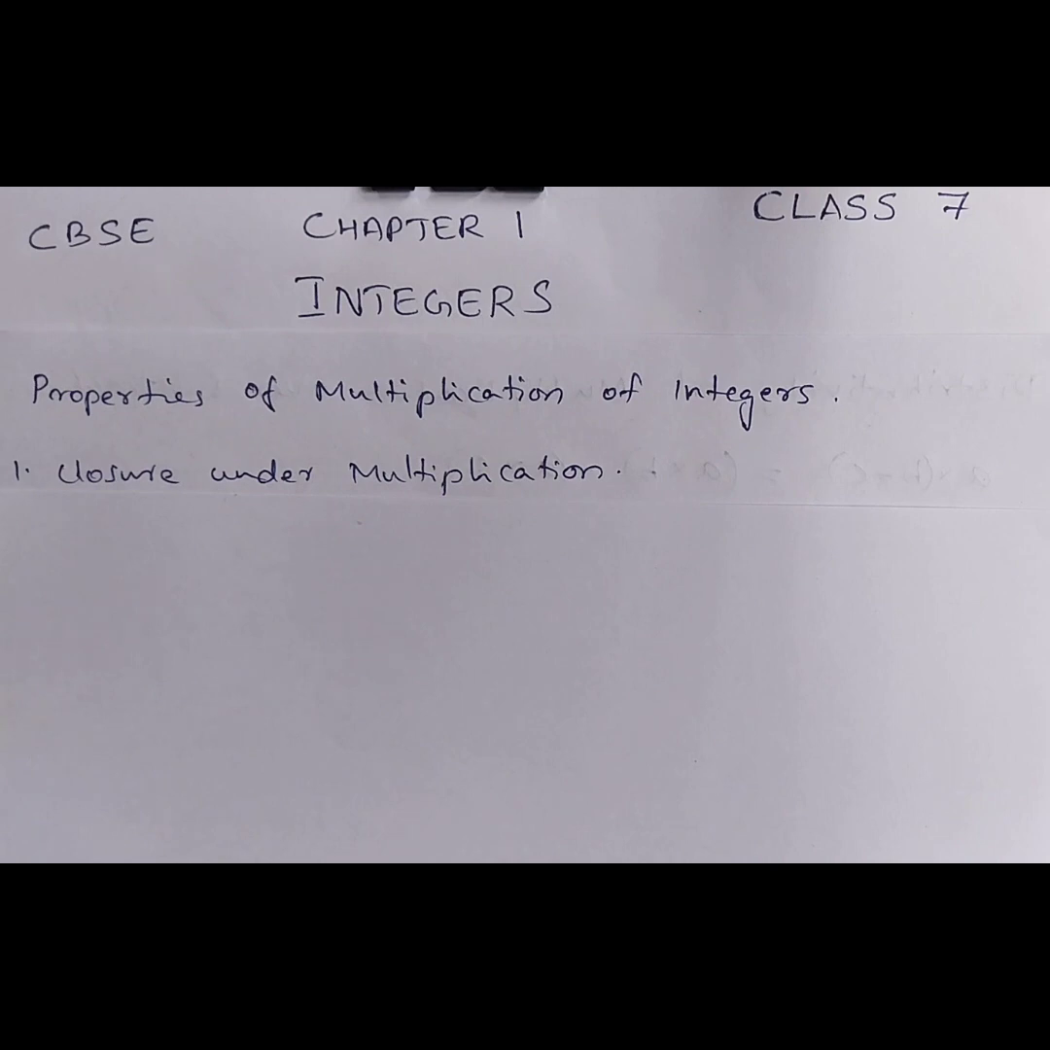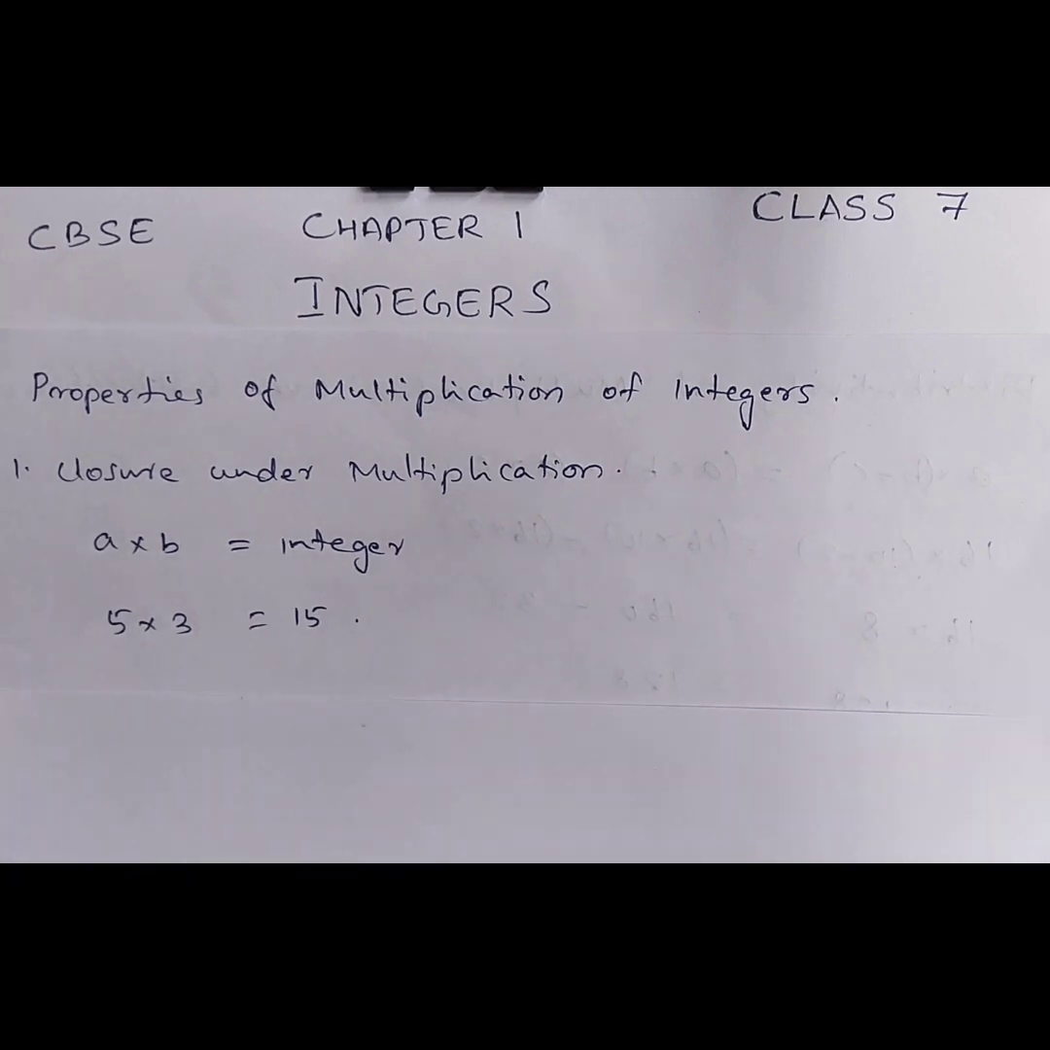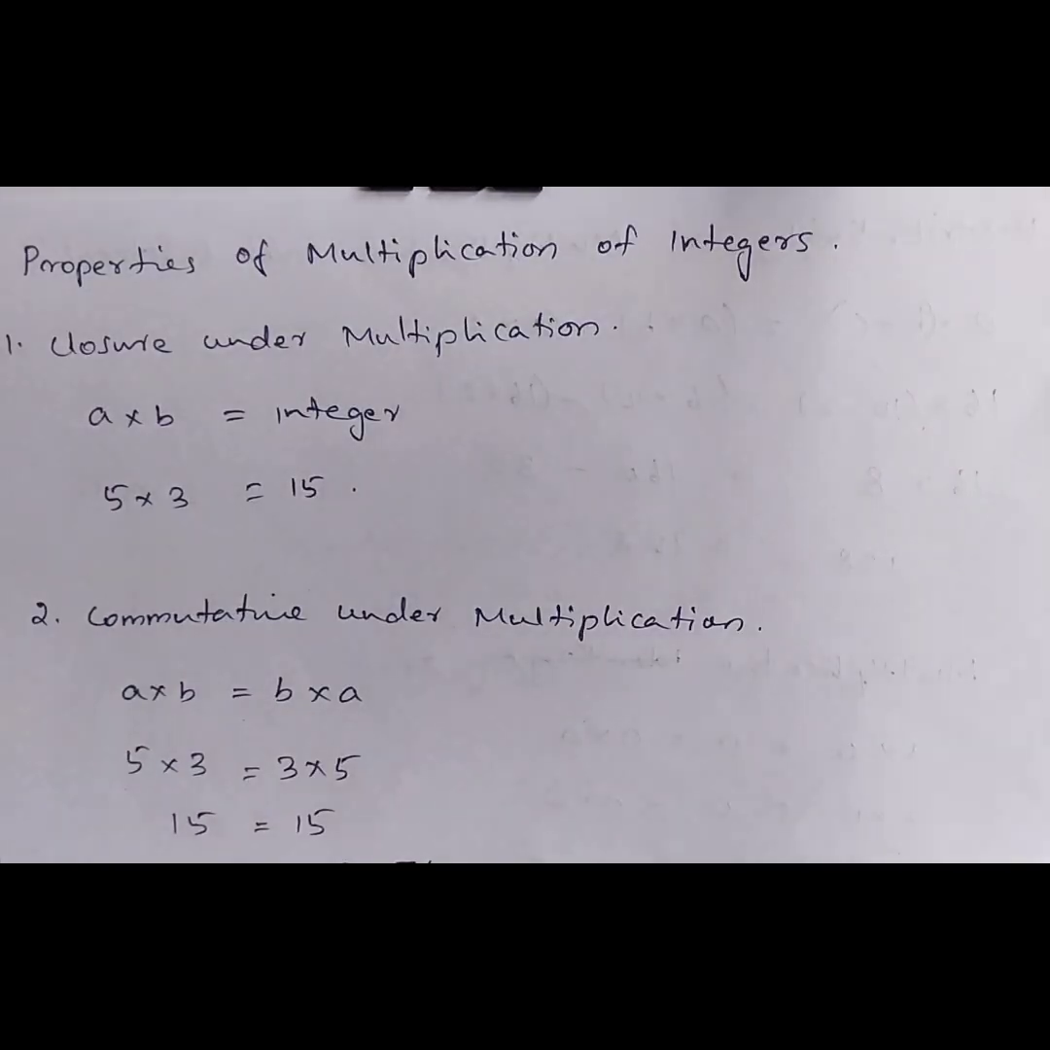Next, we are going to see the properties of multiplication of integers. First property is closure under multiplication. The formula for closure under multiplication is: if we are multiplying two integers a and b, the resultant will also be an integer. For example, if we are multiplying 5 into 3, we are getting the answer 15, which is an integer.